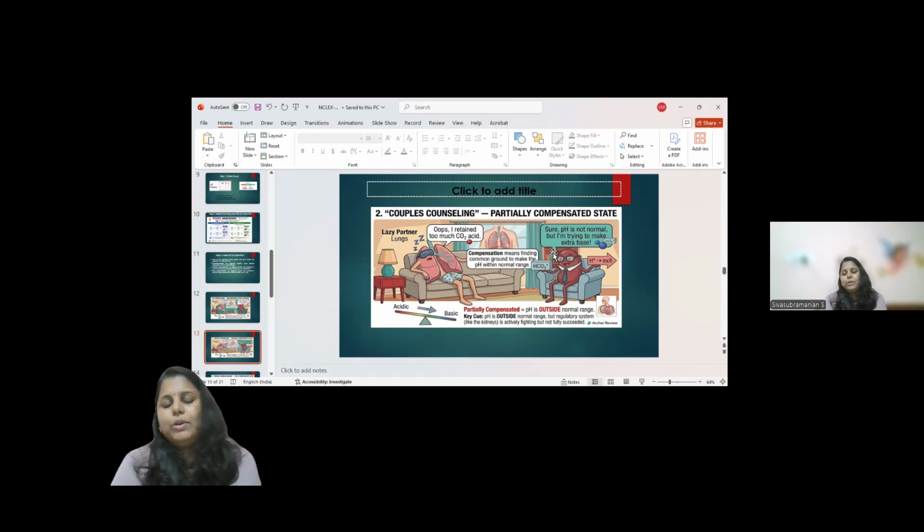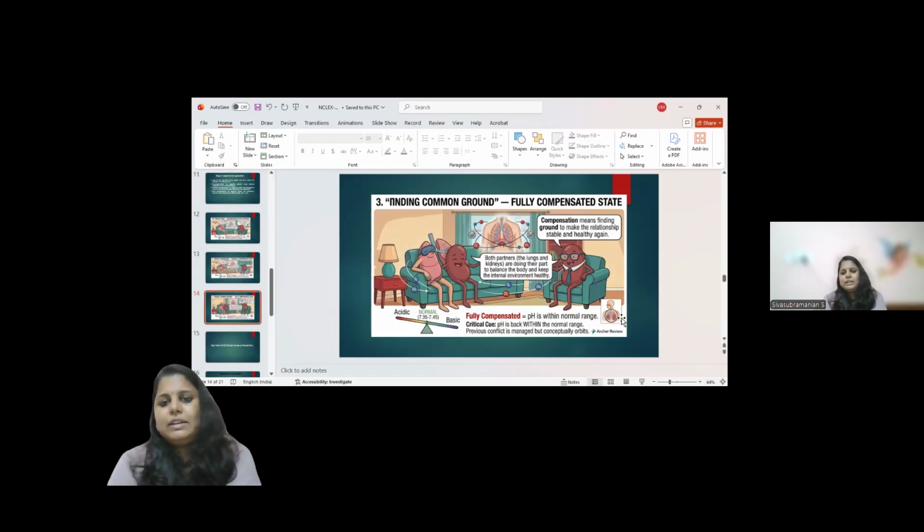But one person is ready to adjust back to their normal state. Likewise, here the kidney is trying to compensate in order to make the pH within the normal range. So partially compensated means the pH is outside the normal range. The key clue is the pH is outside the normal range, but a regulatory system like the kidney is actively fighting, but has not fully succeeded. They are trying to compensate, but it is not compensated. Still the pH is outside the normal range. That is called the partially compensated state.